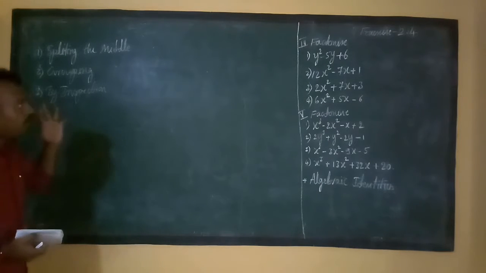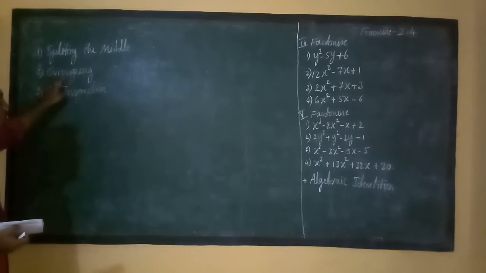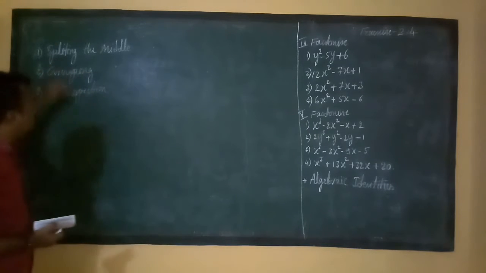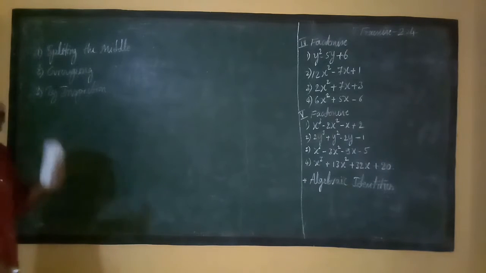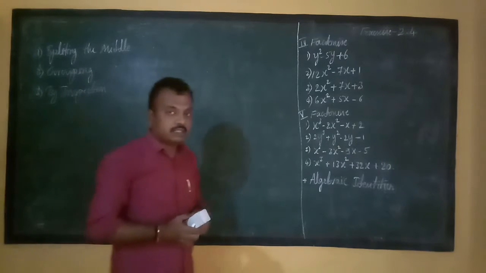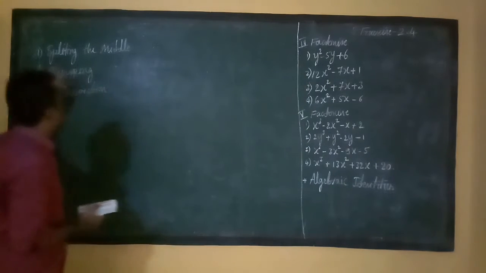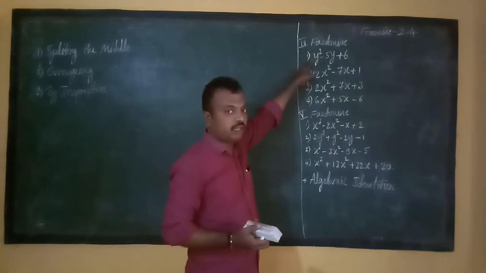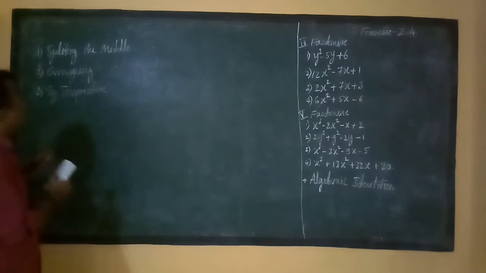For some polynomials we have to factorize by splitting the middle term, some by grouping method, some by inspection method. Not every polynomial can be factorized by all these methods or any one method. Okay students, fourth main. First one, y square minus 5y plus 6. This polynomial we have to factorize by splitting the middle term, because we cannot use grouping here. Inspection method is also possible, but the easiest method is splitting the middle term.